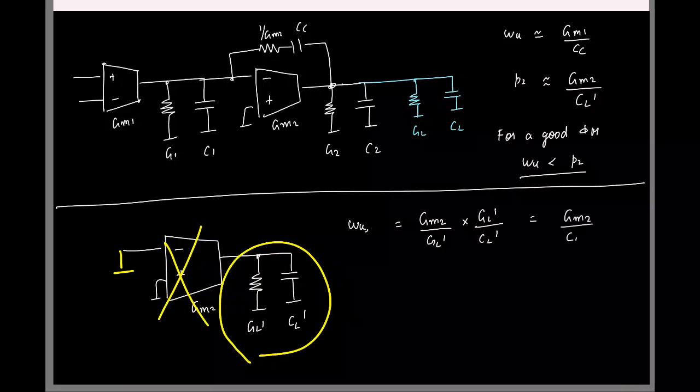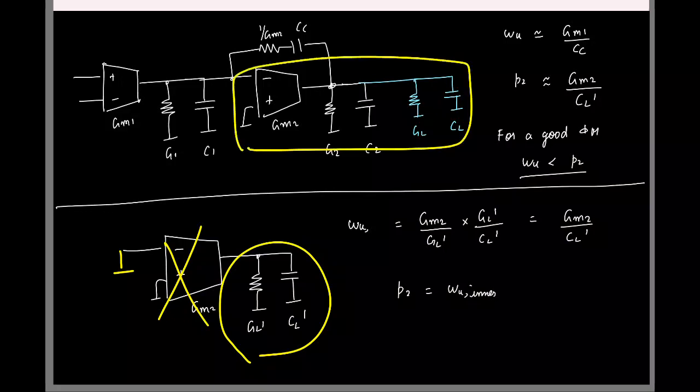Gm2 by Cl prime. So the point I am getting at is the second pole we have in the two-stage Miller OTA is basically the same as the omega u for the second stage alone. Okay. So what I'll write is P2 is basically omega u for the inner stage. Is that okay? By inner stage, I mean this guy. This is the inner stage.